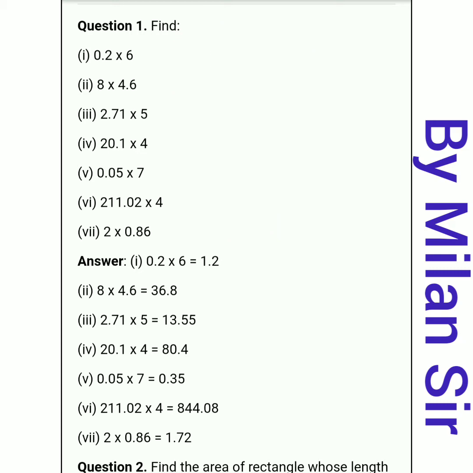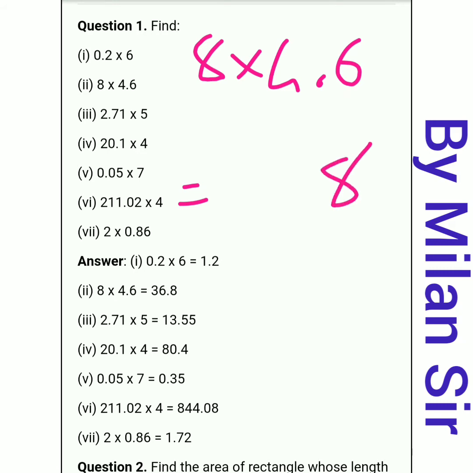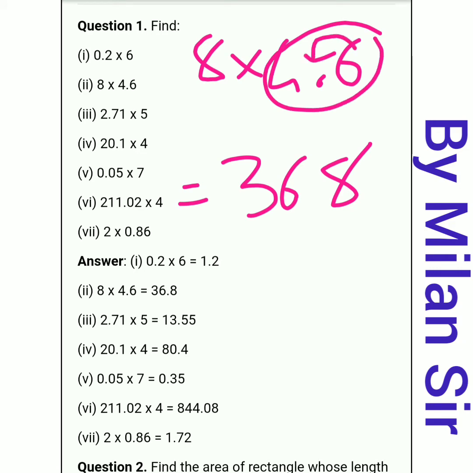Second question. 8 multiply 4.6. Just ignore the decimal point and directly write down the answer of 46 multiply 8. So 8 sixes are 48. 8 fours are 32 plus remainder 4, it is 36. Now here the decimal point is before one digit. So same thing we need to do in the answer. Before one digit we put the decimal point. So our answer is 36.8.